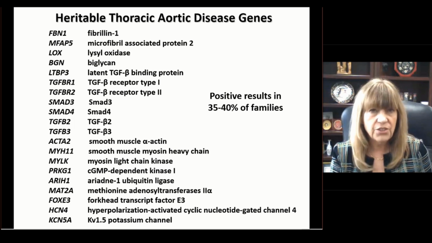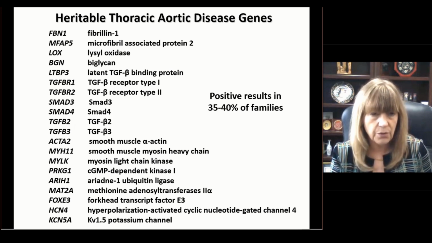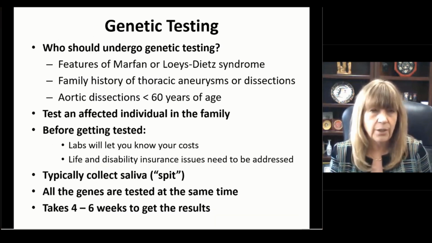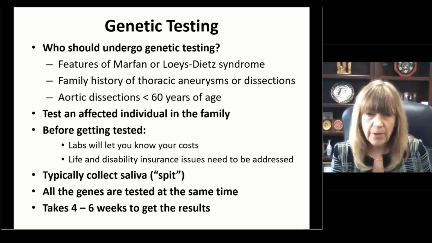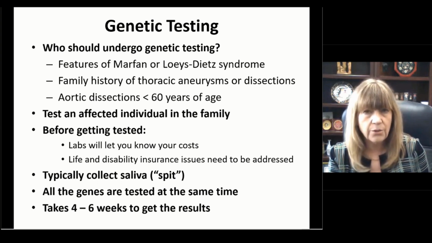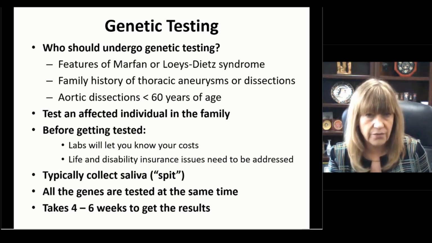So now all these genes are on DNA diagnostic panels and are sequenced to identify those alterations that predispose people to thoracic aortic disease. So genetic testing. Who needs to undergo genetic testing? Anybody with features of Marfan syndrome or Loeys-Dietz, anybody with a family history of thoracic aneurysms or dissections, and we're currently recommending anybody with an aortic dissection under the age of 60.